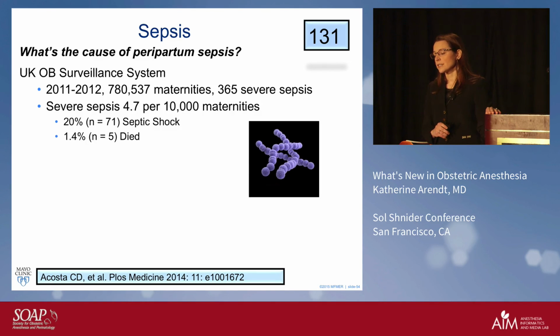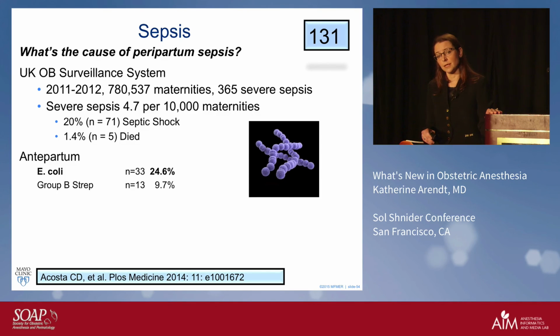Well, this study came out of the UK looking at 780,000 maternities in which there were 365 cases of severe sepsis, for an incidence of about 4.7 cases of severe sepsis in 10,000 maternities, so it's rare. 1.4% of those women, or 5 of them, died. 20% developed septic shock.